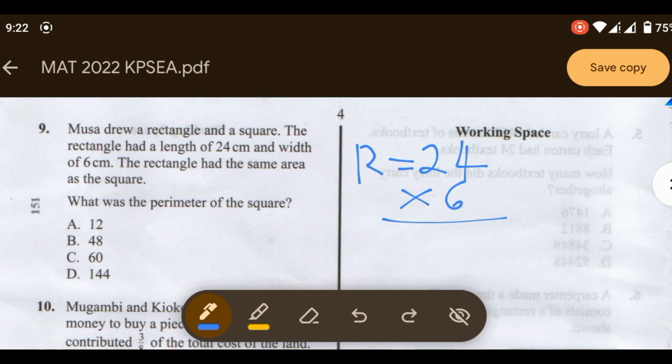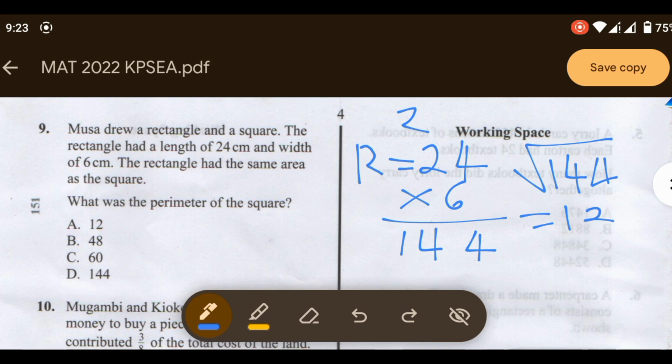All right, 4 times 6 is 24. So 4 carry 2. 2 times 6 is 12 plus 2 is 14, so 144. So this will be the area of the square. And one thing we know about squares, they have all sides equal. So to find one side of the square, we're going to do the square root of 144. And the square root of 144 is 12. And you can prove that 12 times 12 is 144. So that's the side of the square.